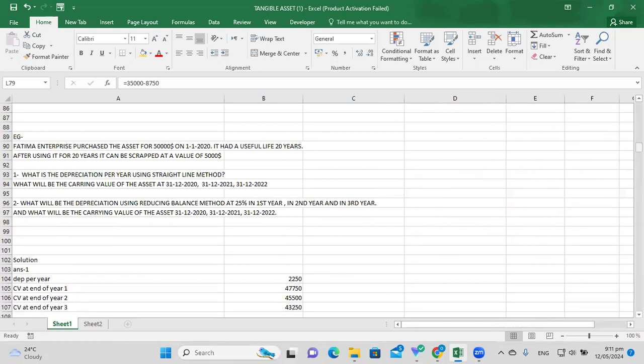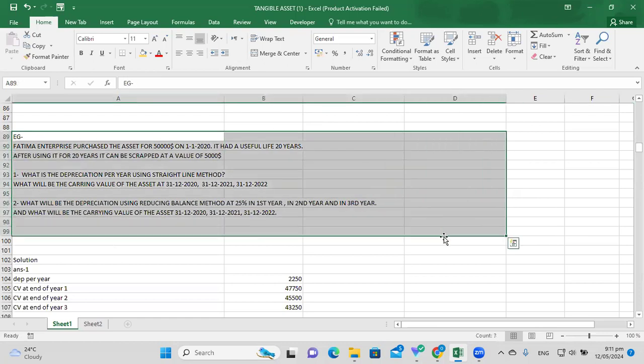Okay, now I have given one question for your practice. Here is the question. First, note down the question and then solve this by yourself using the same method that I have taught above for the first example.